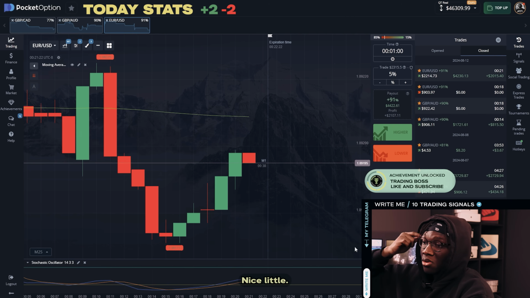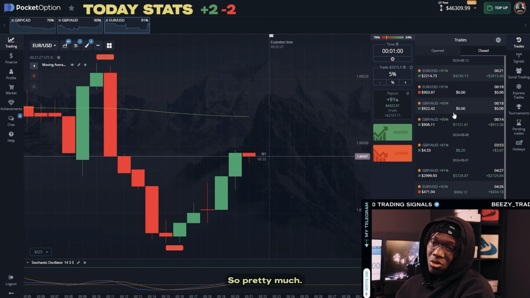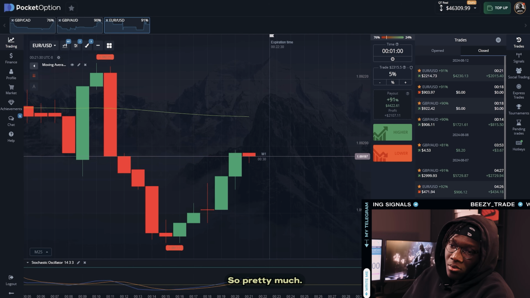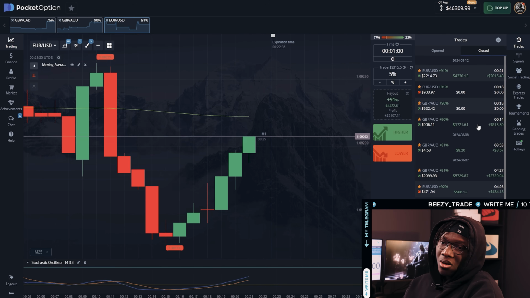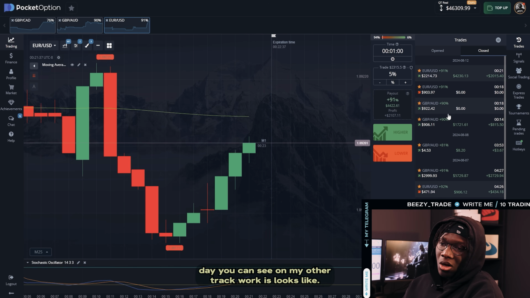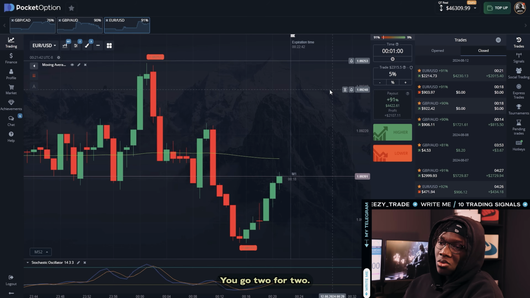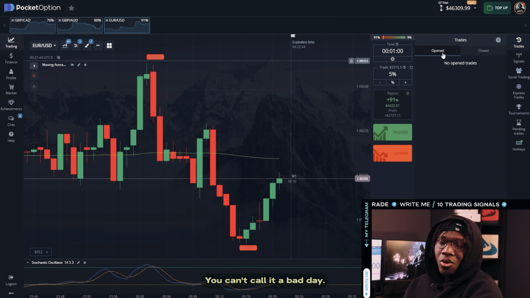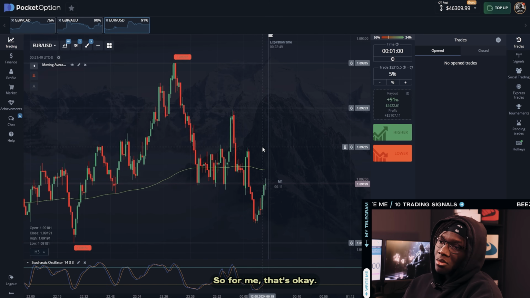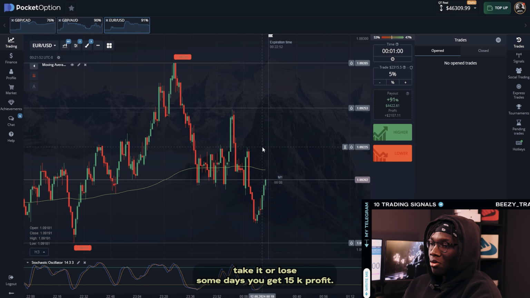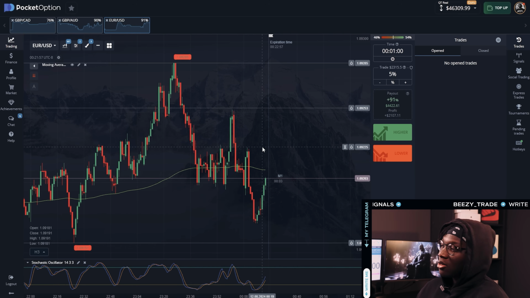Nice little 2,000, 2 bands. So pretty much a little bit of profit for today. Wouldn't say that it was the best day. You can see what my other track records look like, but today, 4 trades, you go 2 for 2. You can't call it a bad day. Yeah, we're in profit for about a couple of grand, so for me, that's okay. I'm taking it or leave it. Some days you get 15K profit, some days you take 1,000, some days you take 500. It is what it is.